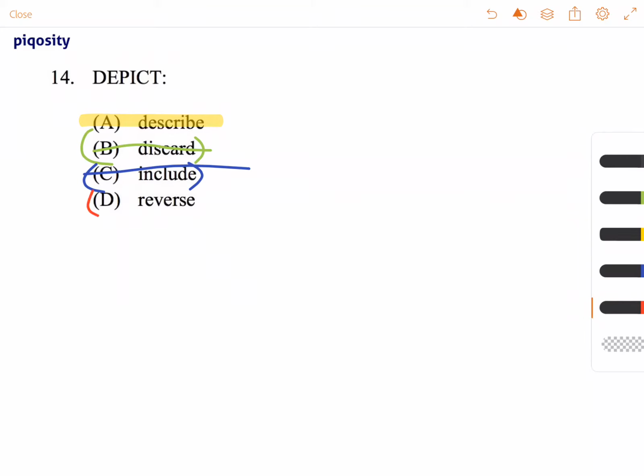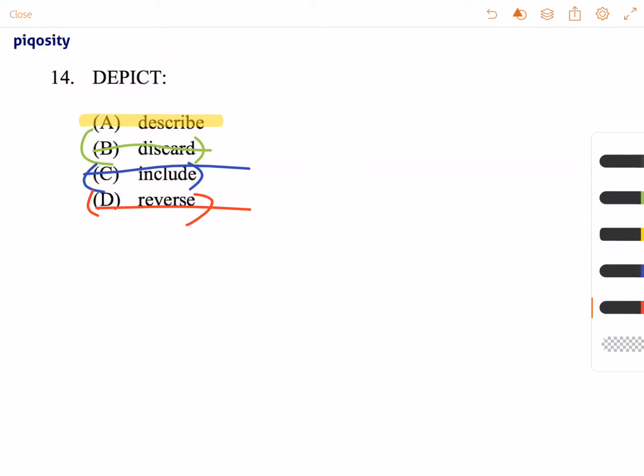And then D, reverse, which means to move backward or make opposite of what is. So you wouldn't be depicting the culture of the Renaissance if you instead did a painting of modern America. That doesn't really work. So reverse is kind of like the opposite of depict.